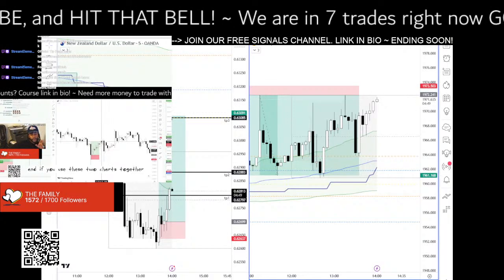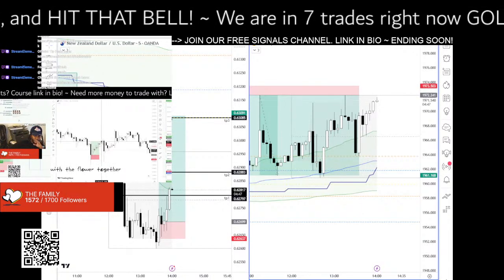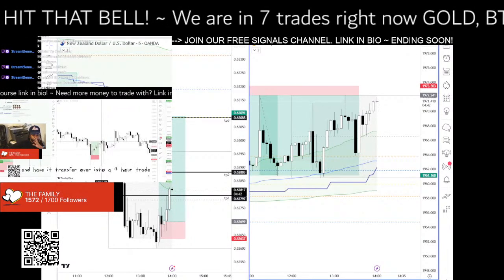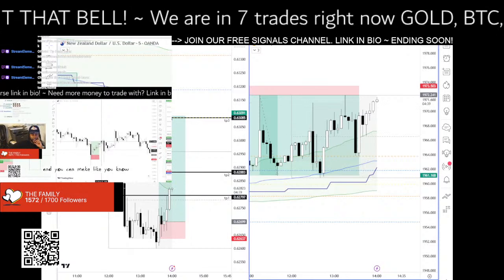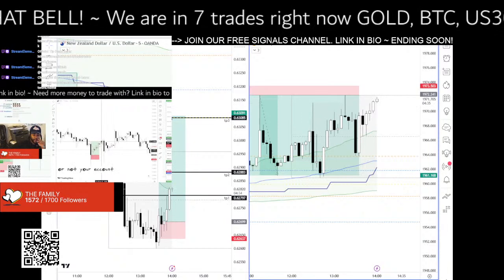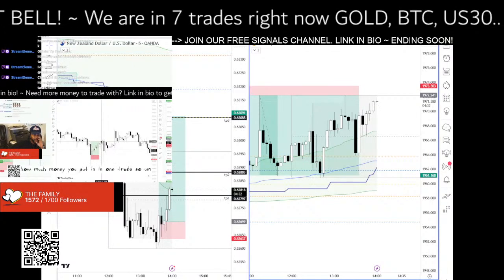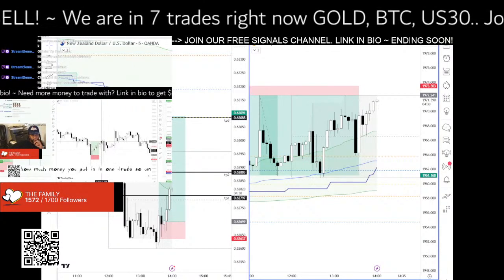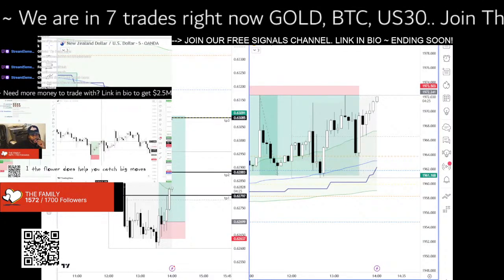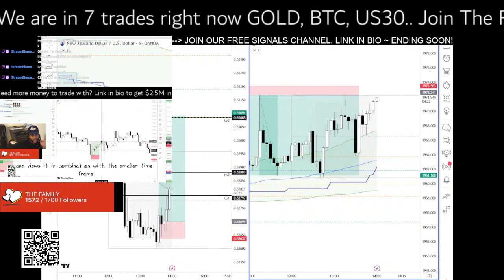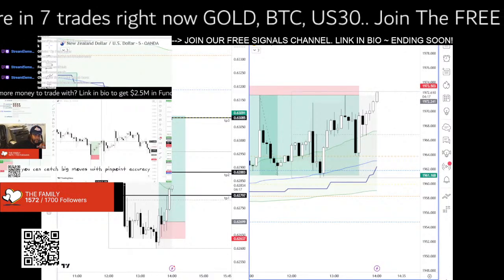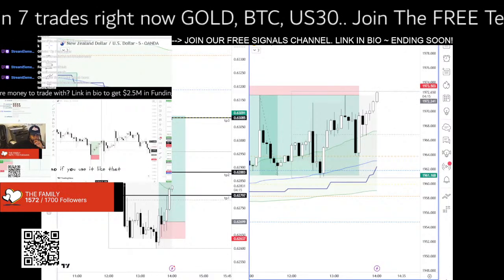And if you use these two charts together, the 5-minute with the 4 hour, you can catch that big move from the 5-minute and have it transfer over into a 4 hour trade, and you can make like 1,000% per trade. You can 10x your account in one trade, or not your account, you can 10x however much money you put in one trade. That's very important. The 4 hour helps you catch big moves, and if you use it in combination with the smaller time frame, you can catch big moves with pinpoint accuracy. If you're using it like that, it's the best way.